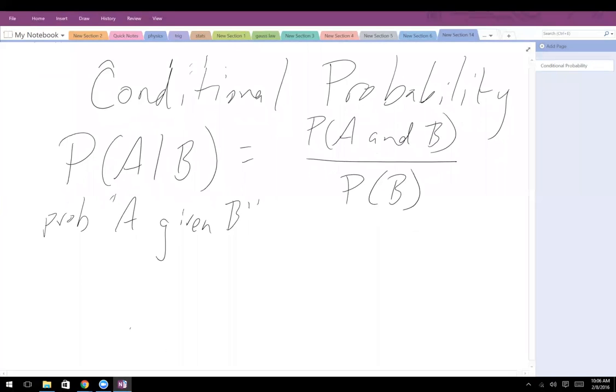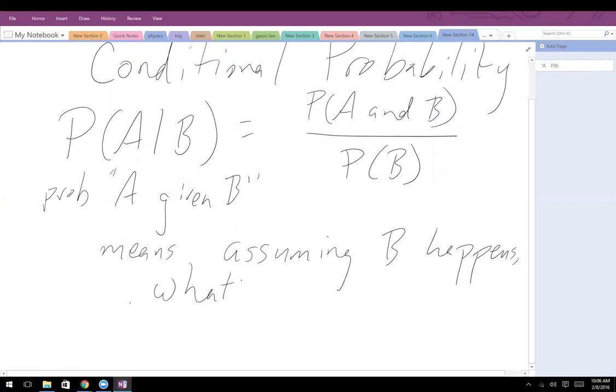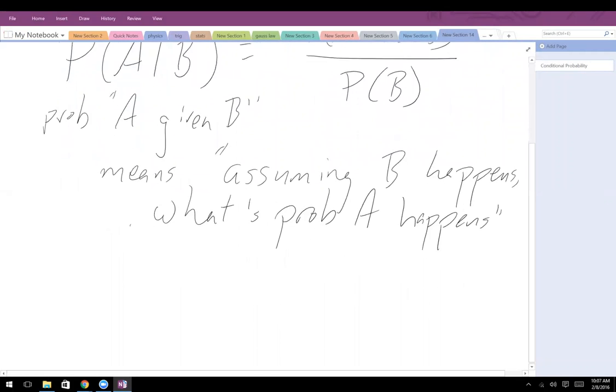So what it really means is, assuming B happens, what's the probability A happens? Right. So we did a lot of this on Friday. And let me just tell you one more word that we talked about quite a bit on Friday, since several of us weren't here.